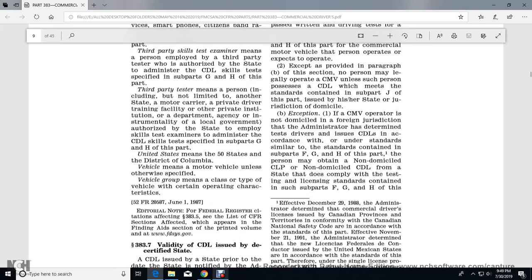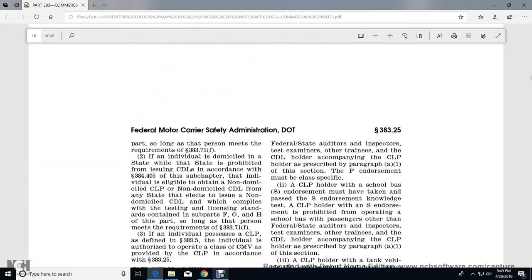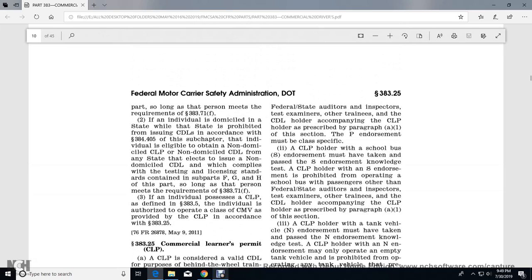Exemption 1: if the commercial motor vehicle operator is not domiciled in a foreign jurisdiction, the Administrator has determined that the testing and licensing standards of the jurisdiction that issued the commercial driver license are similar to the standards contained in subparts F, G, and H. For this part, the person may obtain a non-domiciled commercial learner's permit or non-domiciled commercial driver license from a state that does not comply with the testing and licensing standards contained in subparts F, G, and H of this part, so long as the person remains in compliance with the requirements of 383.71(f).